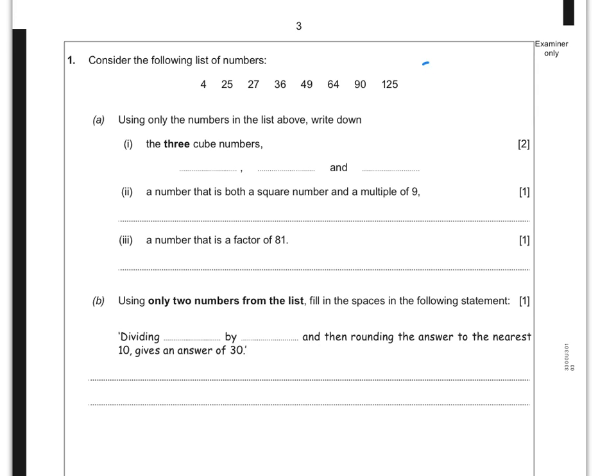So we can look at an example of 2. 2 cubed is 2 times 2 times 2, which would give you 8. So we're looking for numbers with the result of a number being times by itself 3 times.